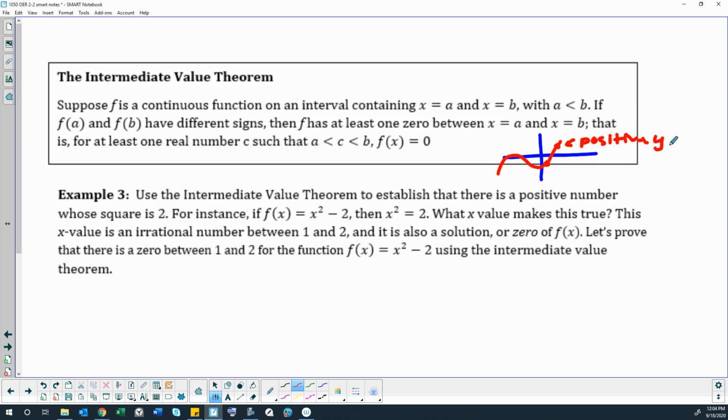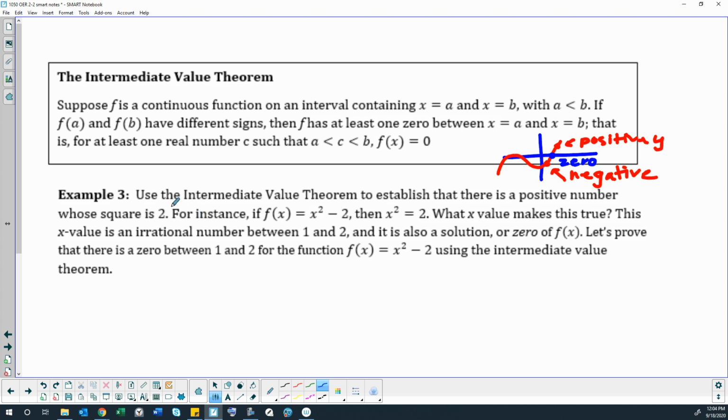So there's a positive y value, and there's a negative y value, which means there has to be an x-intercept, right? But we call that a 0. So if our polynomial function goes from a negative to a positive y value or from a positive to a negative y value, the intermediate value theorem says there has to be a 0 in there. There's no way to get from negative to positive without going through 0. That's all this intermediate value theorem is saying.